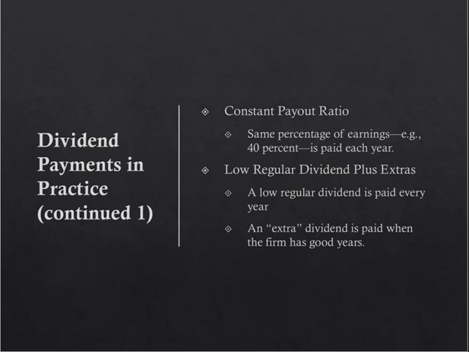And then you've got a low regular dividend plus extras. A low regular dividend is paid every year, so they may pay 10 cents a quarter, and then make a special dividend at the end of a year when a firm has a particularly good year. And we've seen some of that with companies like Microsoft, where they didn't pay dividends, or they paid very low dividends, and then all of a sudden they'll pay a $20 a share dividend to the owners because they've got excess cash.